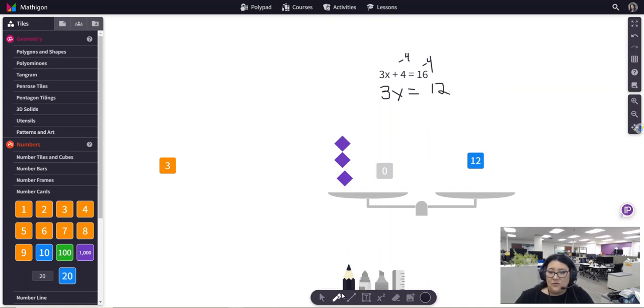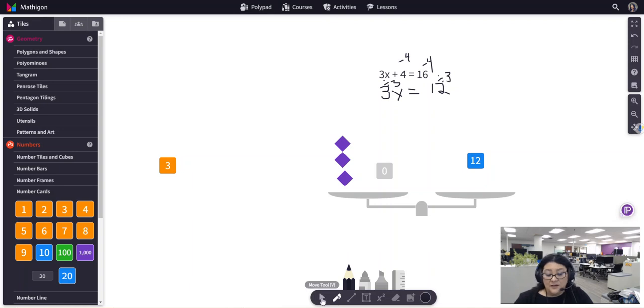Now, in order to balance this, I am going to have to divide by 3 to isolate x on this side, and divide 12 by 3 on this side to find out what just 1x is. Now, you can just have them say, okay, what is 12 divided by 3? And they can use inverse operation to figure out that it's going to be 4.